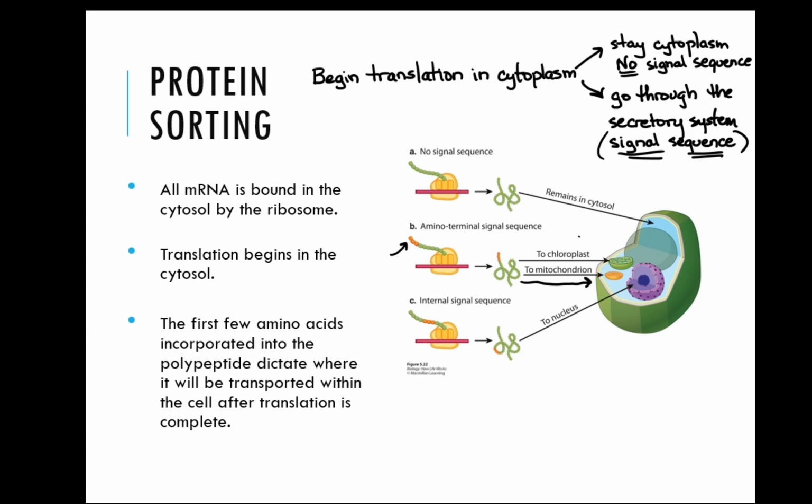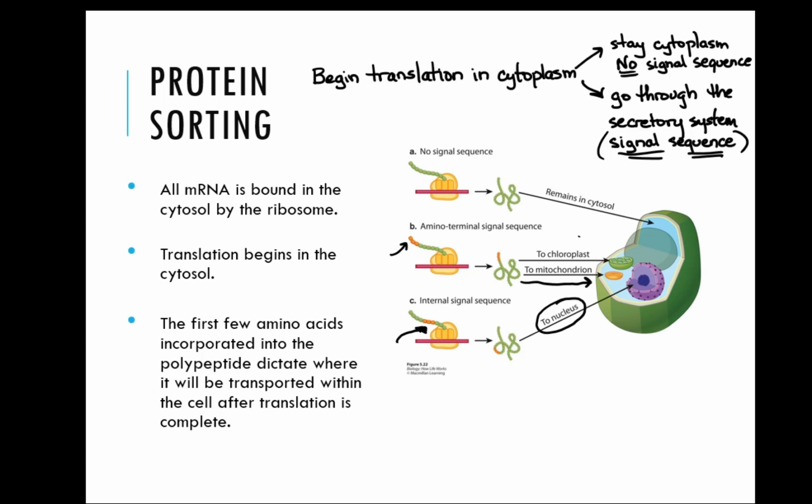There are some proteins that have an internal signal sequence, that you see here in C. Now, these guys are special because they are routed to the nucleus.